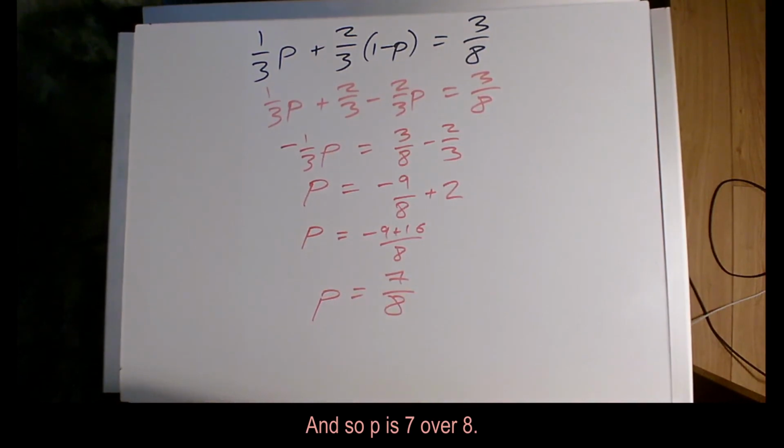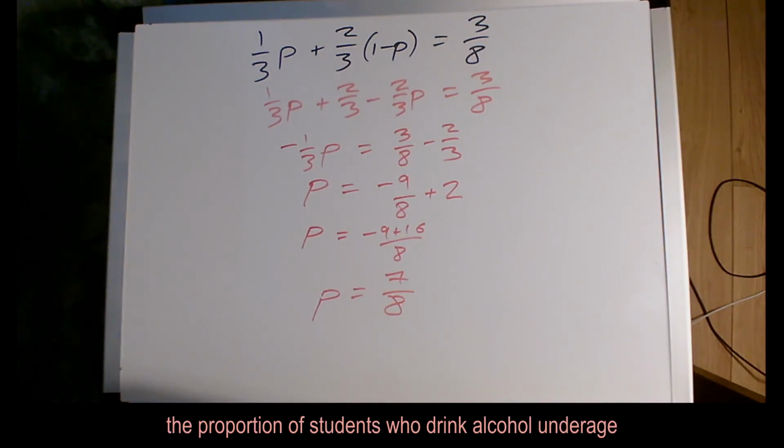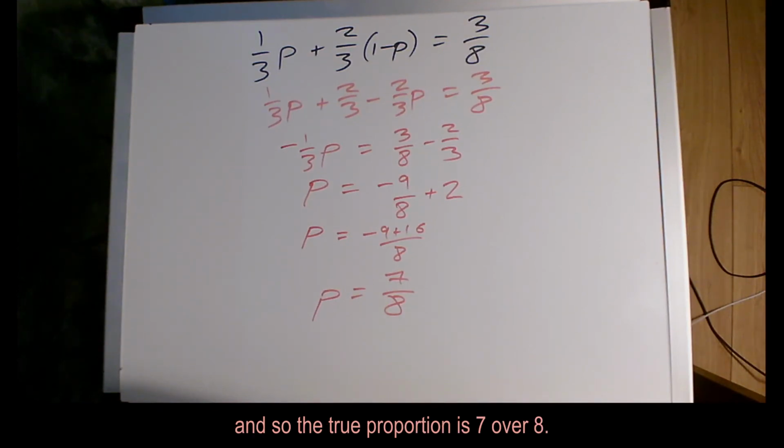And so P is 7/8. Remember, what was P? P was the proportion of students who drink alcohol underage, and so the true proportion is 7/8.